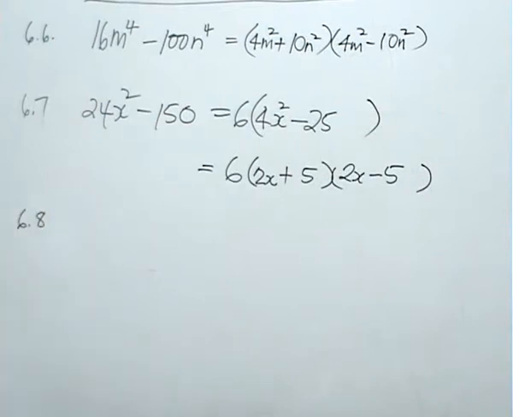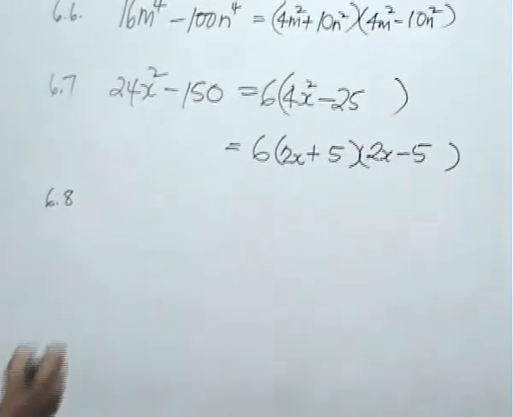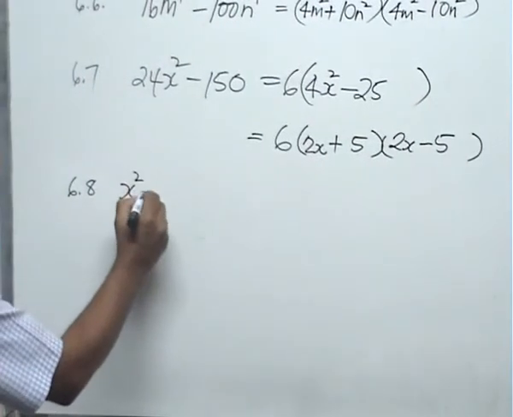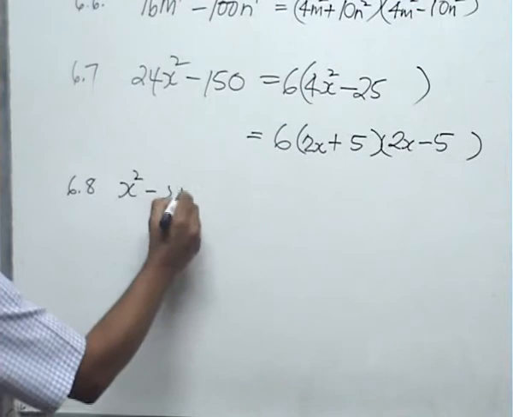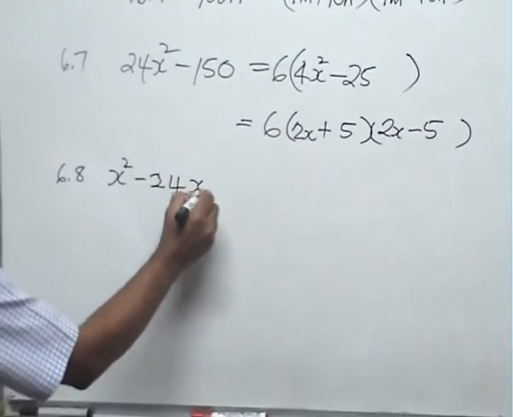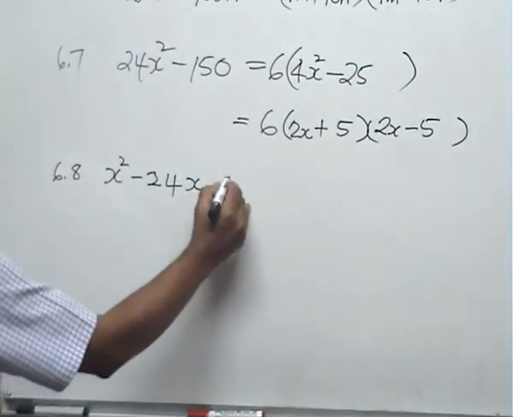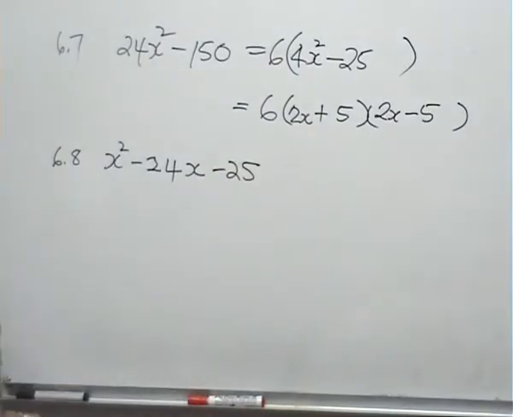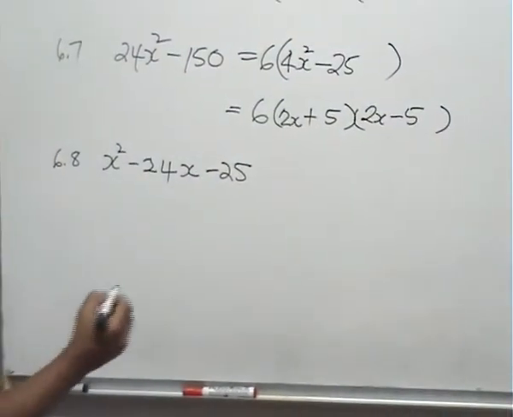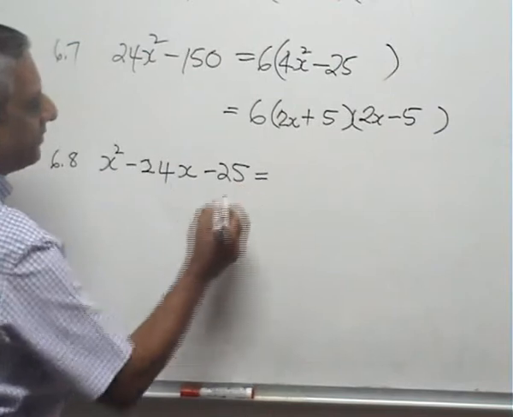Let's move on to 6.8. x squared minus 24x minus 25. Right. So this is the trinomial.